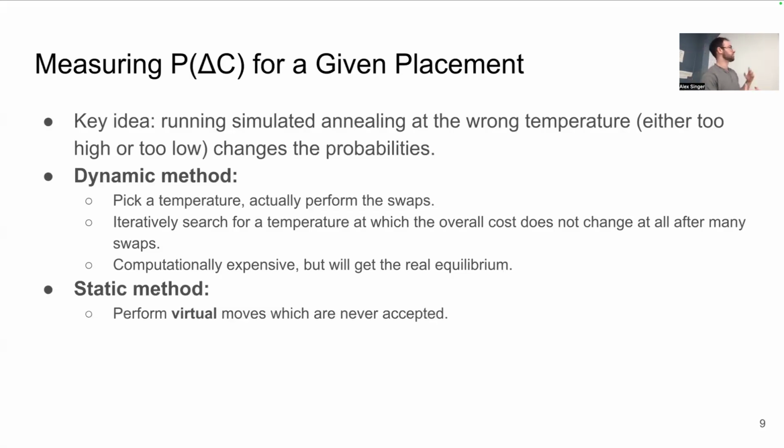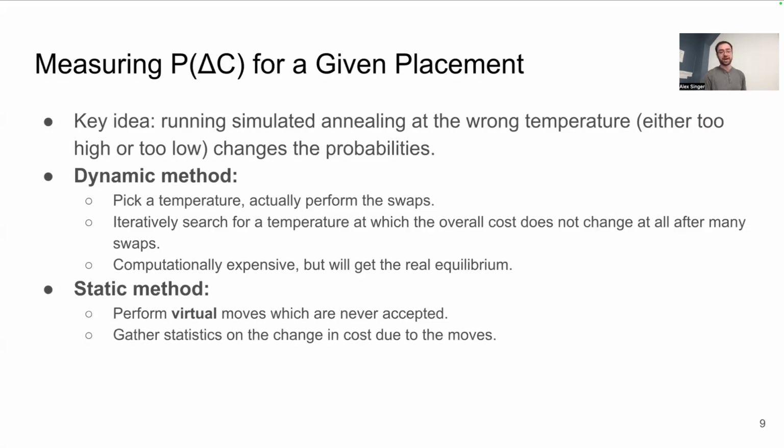What if we perform virtual moves? We do a swap and no matter what, always reject it. Do a swap, no matter what, always reject it. Do that a million trillion times and get the distributions of the delta C's. Hey, look, I got my transition probabilities because now I know all the occurrences of the delta C's.